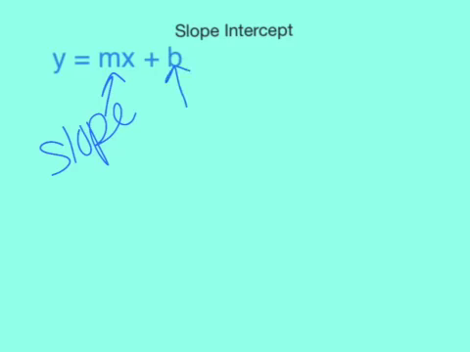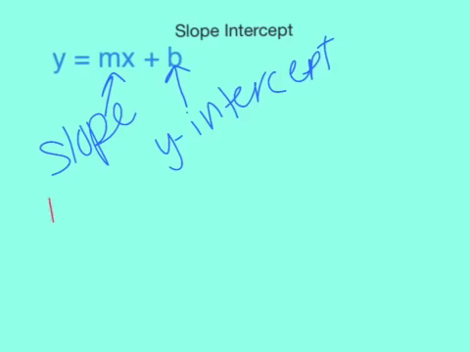Your b is your y-intercept. So you understand now how they get the word slope-intercept form. If you're in slope-intercept form, you can quickly identify the slope and you can quickly identify the y-intercept.